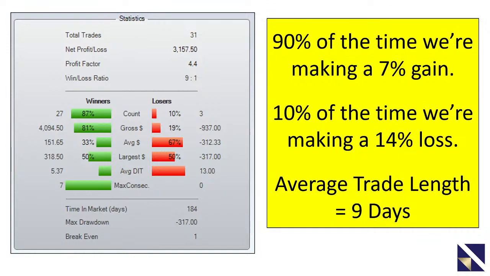Typically, a winning trade in that system makes about a 7% gain. When you have a losing trade in this system, it's going to be a little bit bigger than your typical win, like a 14% loss. And you're like, oh man, how could I make money if I'm making 7% but losing 14? Now, hopefully you're seeing the answer to that.